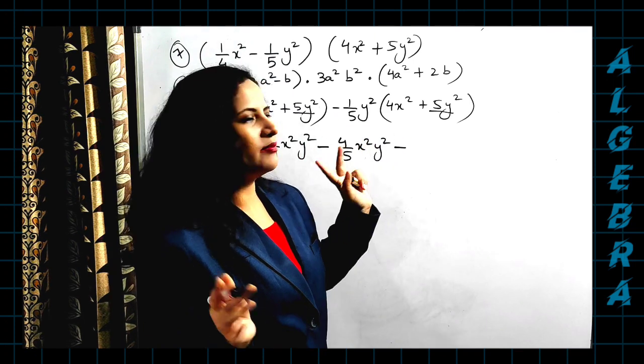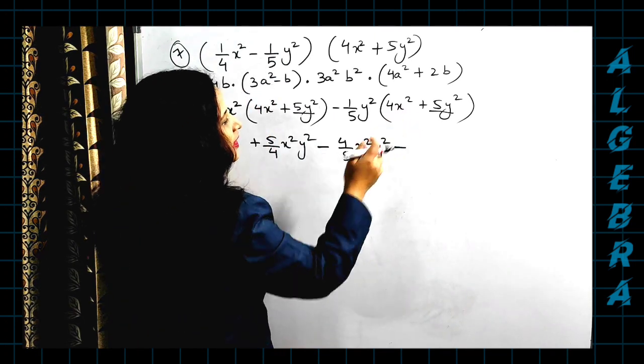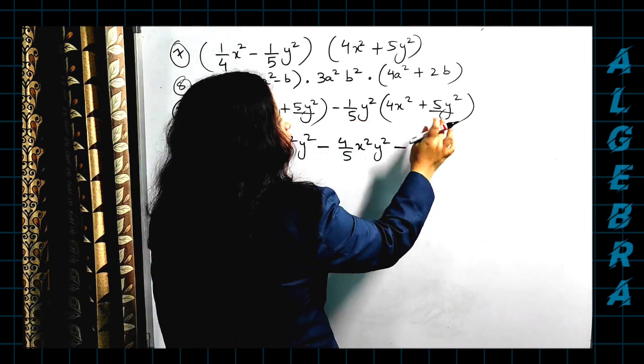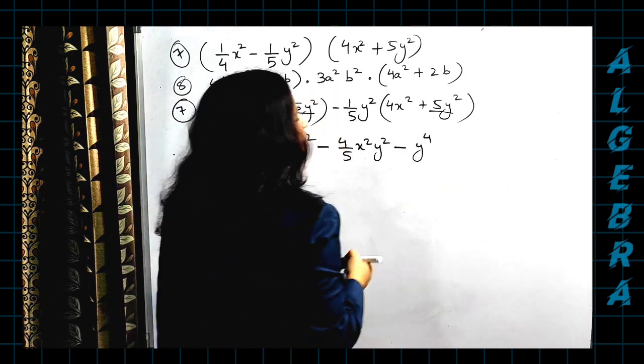So minus into plus, minus. First do that. Now 1 by 5 multiplied to 5, 5 cancels out. 1 will be the answer. So we need to write 1. Y square into y square will give us how much? Y to the power of 4.